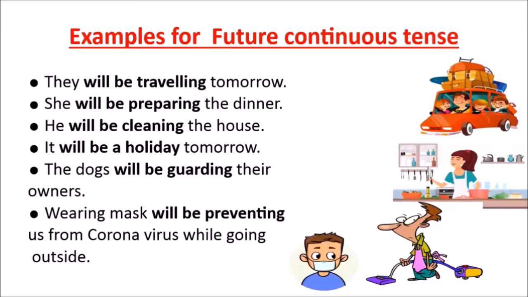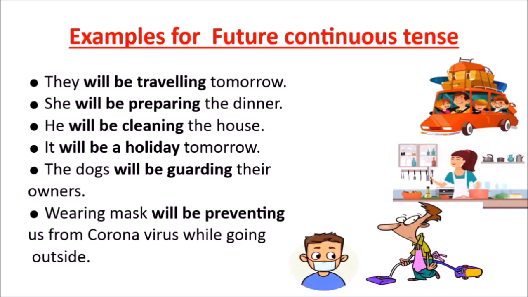Look at the next example. It will be a holiday tomorrow. So it will be a holiday tomorrow. It is not declared yet, but the person who is telling it believes that it will be a holiday tomorrow. So look at the next example. The dogs will be guarding their owners. So this is a regular action, but still it is a future action that is going to happen at some point of time in the future.